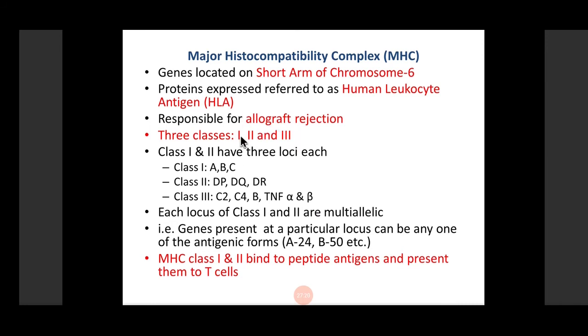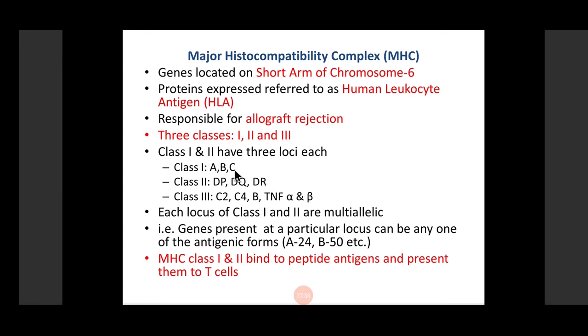So these genes, you divide them into three classes: 1, 2 and 3. Classes 1 and 2 are the ones involved in our immune response. Class 3 is not involved. Now, let's see the classes. Class 1 has 3 loci, which we call loci A, B and C. Class 2 again has 3 loci, which are called DP, DQ and DR.